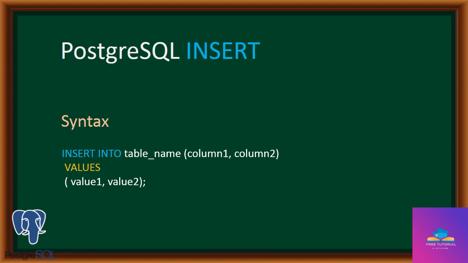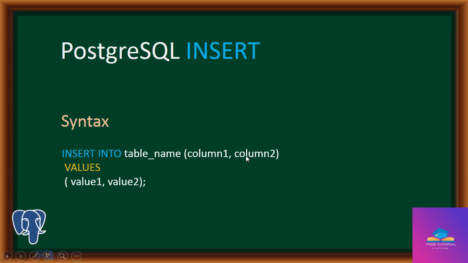You begin with the insert into clause, followed by the name of the table, and then in parentheses you specify the column names. If the table has 2 columns, you specify the 2 columns, and then you add the values. The values is where you specify the data you're trying to insert, and the values must match the columns and also be in the same order.